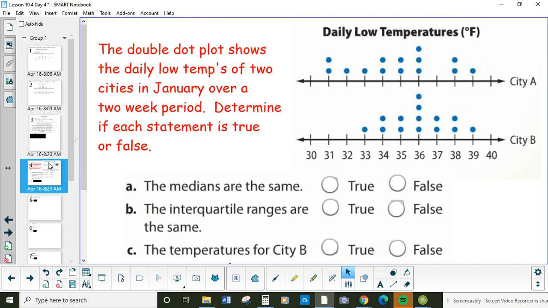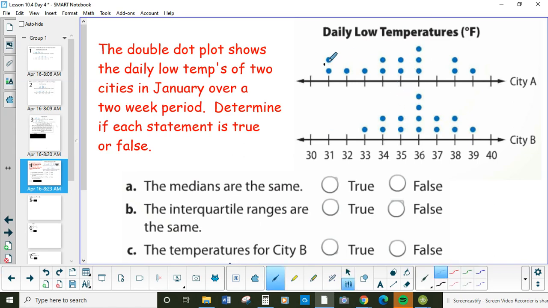So we have a double dot plot here. It shows the daily temperatures in January for city A and city B. So let's go ahead and check which of these are true and which are false. So it says, is it true that the medians are the same? Well, let's find the medians for both. Let's go ahead and use the double dot plot this time.